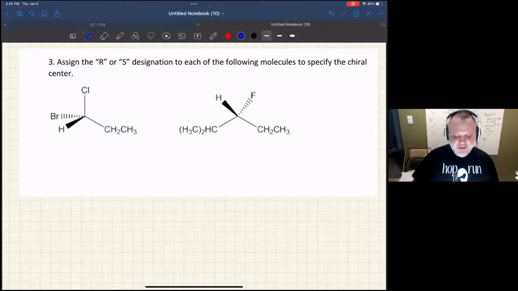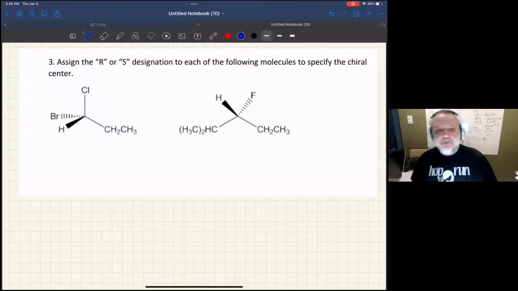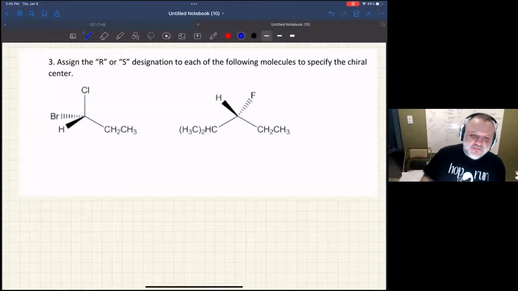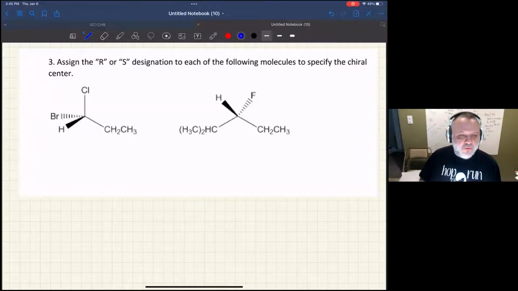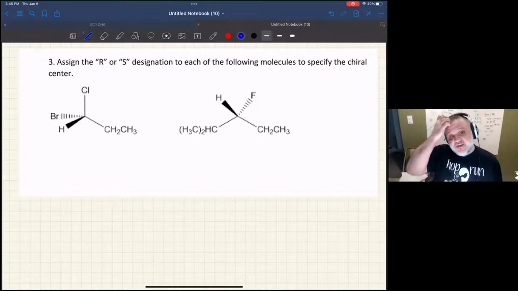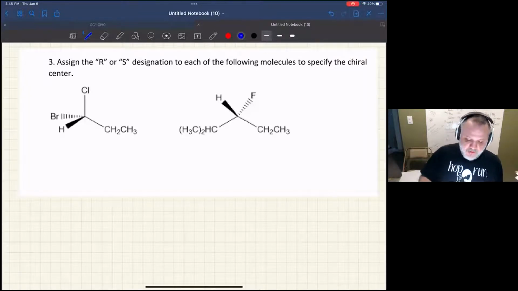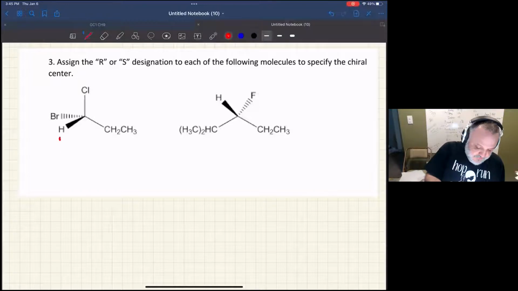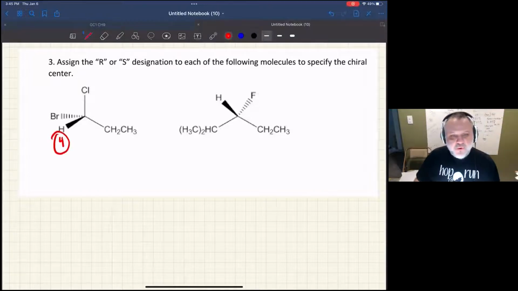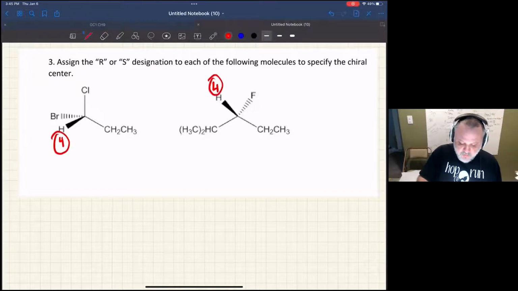So let's take a look at the first molecule. Remember, we're going to specify priorities based on masses of the atoms connected. And so sometimes we'll have a tie, sometimes we won't. We'll have to break those ties when we get to them. But hydrogen is the lightest atom, so that's going to be priority number 4, the lowest priority.